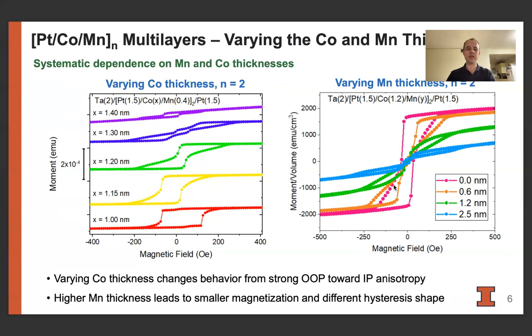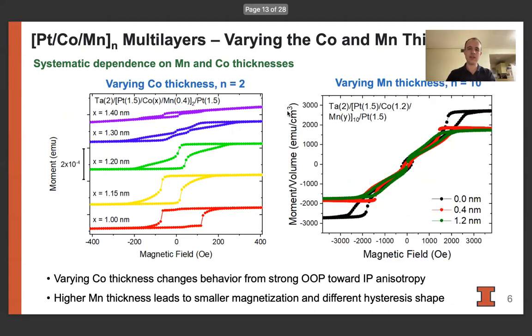The shape of the hysteresis loop changes, and also the saturation magnetization is actually reduced, which is very interesting and might be related to antiferromagnetism being present due to the manganese, or maybe even due to the interaction or intermixing of manganese and cobalt, I should say. This is also true for a higher number of repetitions, here shown for 3 different samples with different manganese thickness.